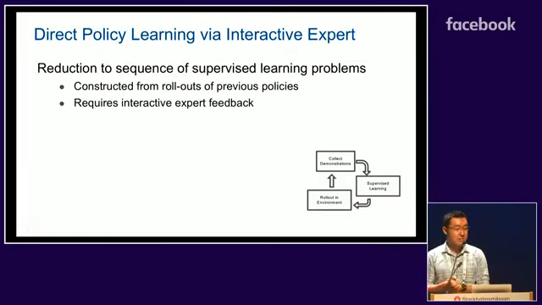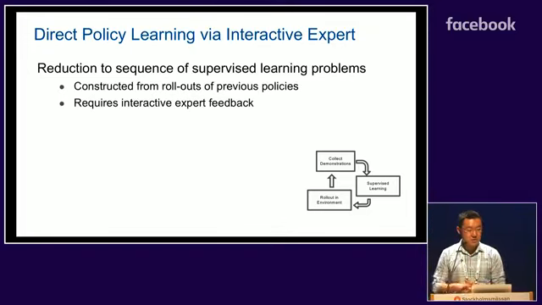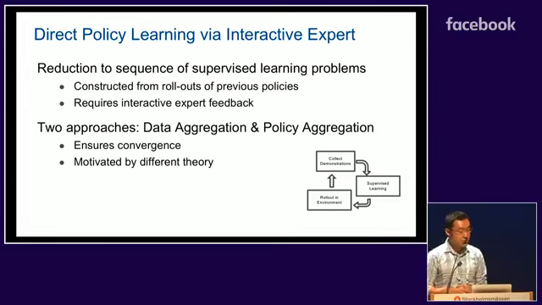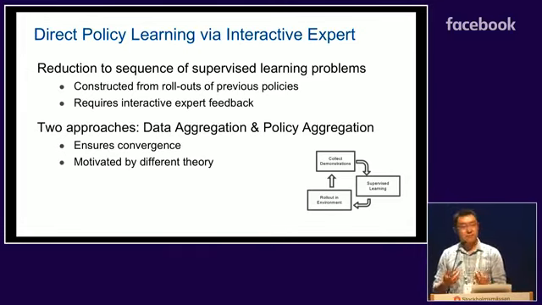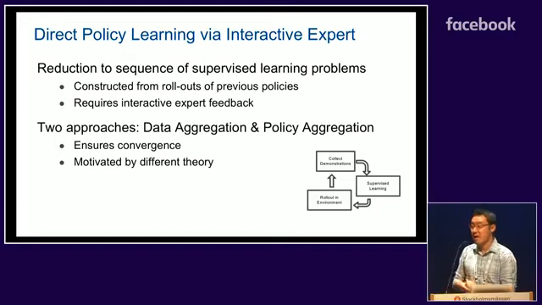Okay, so just to summarize, and then I'll hand it over to Hoang. What I presented to you is direct policy learning via an interactive expert, which reduces to a sequence of supervised learning problems constructed from rollouts of previously trained policies. And this requires interactive feedback in order to correct for the mistakes made by the policies during intermediate rounds of training. I showed you two approaches, data aggregation and policy aggregation, and they have different ways of learning to correct for all the mistakes that have been made in the past to ensure convergence to a policy that's close to optimal.